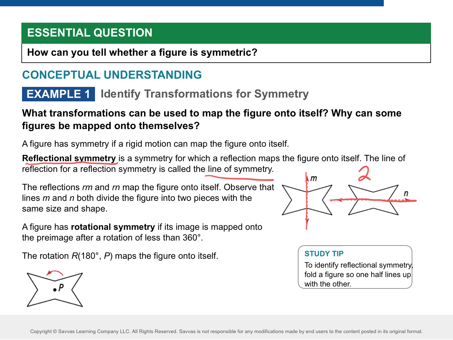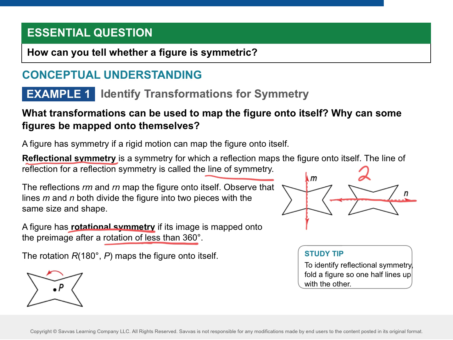This one down here is rotational symmetry. What does rotate mean? It's like turning, right? This point right here, if I'm turning along this point, the rotational symmetry is if I can map it onto itself. Now, hang on. They said it has to be a rotation less than 360. Why do you think that's the case?